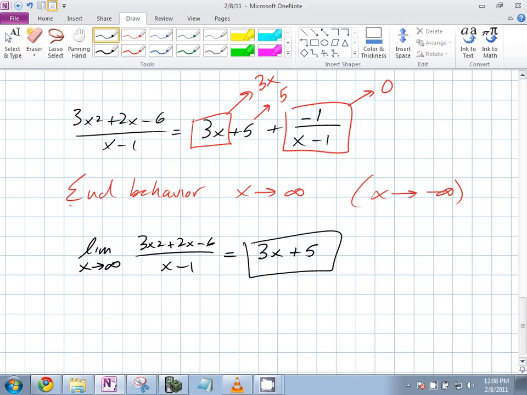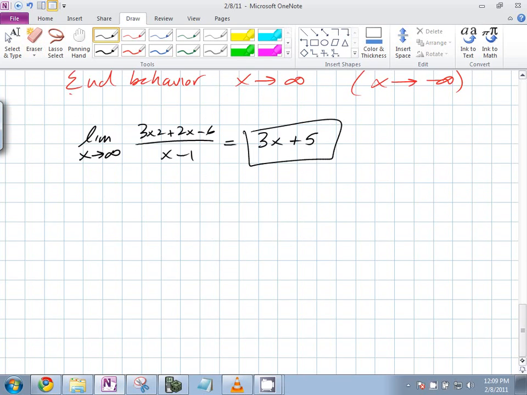When x is smaller, does it go berserk and do some funny stuff? Yeah, but at the extremes, what happens? It looks like a linear function, right? Which linear? Oh, 3x plus 5. So let's actually make one up and actually graph it and see what we can come up with.